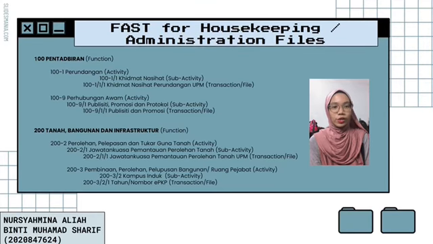Next function, we have the code 200, which is for tanah, bangunan dan infrastruktur. The activity 200-2 is perolehan, pelepasan dan tukar guna tanah. Next, 200-2/1 jawatankuasa pemantauan perolehan tanah is the sub-activity, and then 200-2/1/1 is jawatankuasa pemantauan perolehan tanah UPM for the file. Next activity is pembinaan, perolehan, pelupusan bangunan ruang pejabat, 200-3. Then 200-3/2 is the Kampus Induk for the sub-activity, and 200-3/2/1 for the tahun/nombor EPKP for the transaction or file.